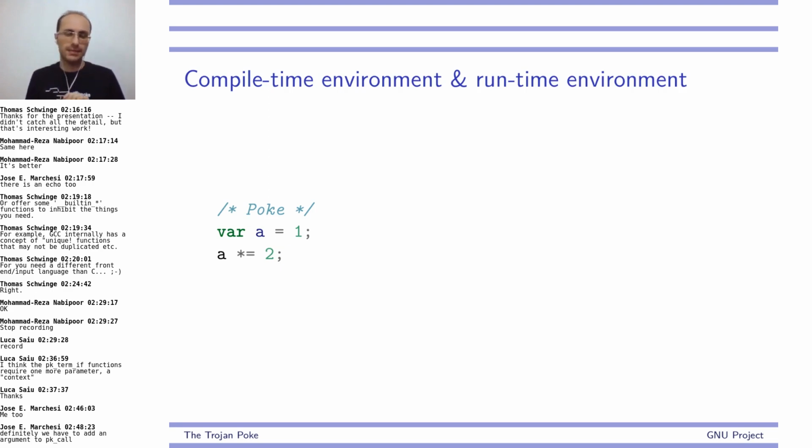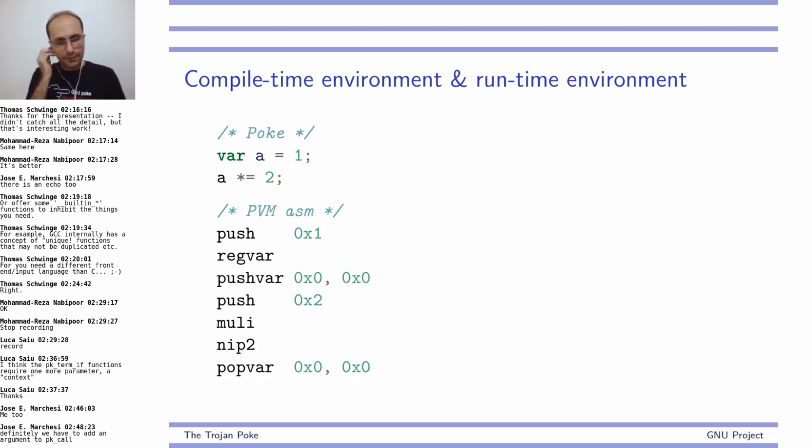So here I want to show some important things, that we have two different environments. One is the compile time environment, and one is the runtime environment. Imagine this code where a equals 1, a star equal 2. So it multiplies a with 2 and puts the result in a. So this is the compile time environment. You have a variable called a, you're referring to it and doing stuff with that. But if you actually compile this code, it will be code something like this.